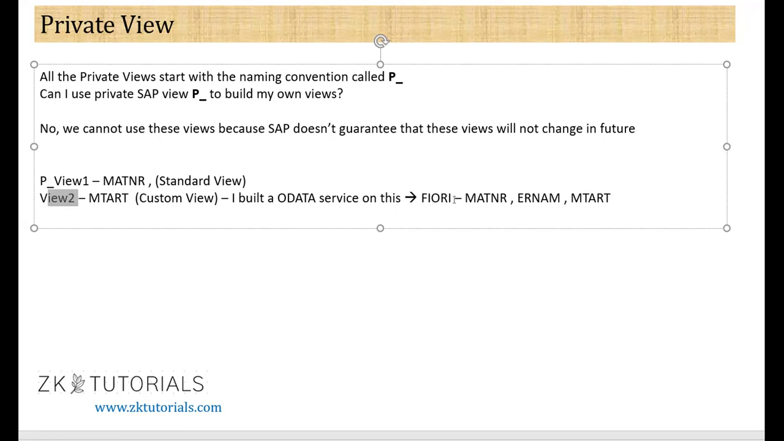Here I am also creating a query, a query app, by exposing this private view. But now this field is deleted, so what will happen to my query app? It will start giving me dumps. That's why SAP said, don't use this view, because I can make changes in future. Whenever I upgrade, I can make changes to these private views.